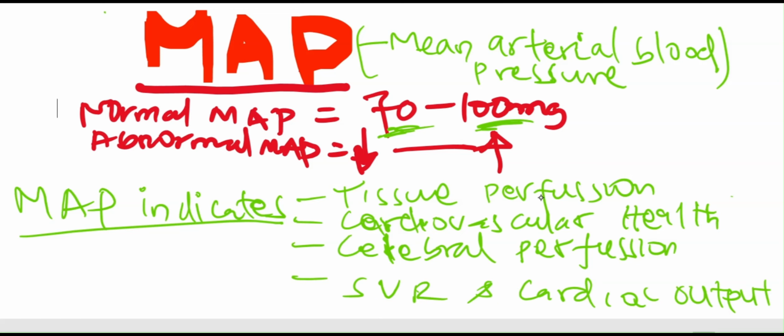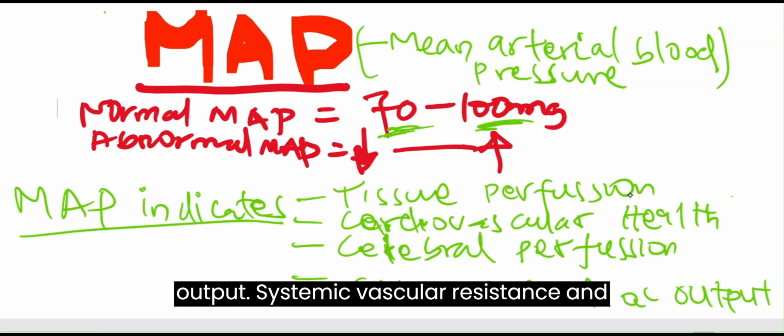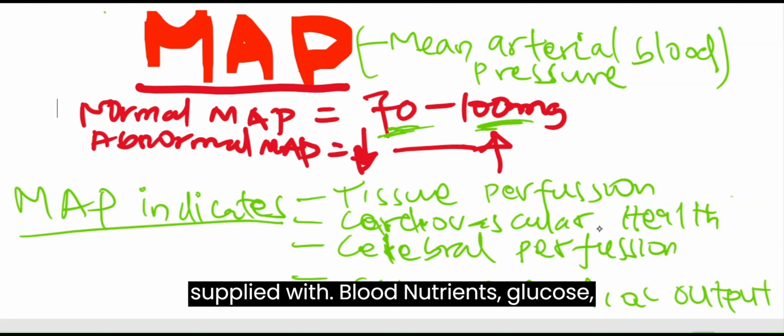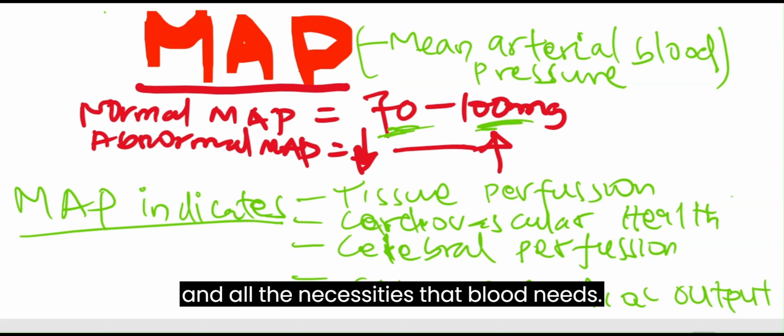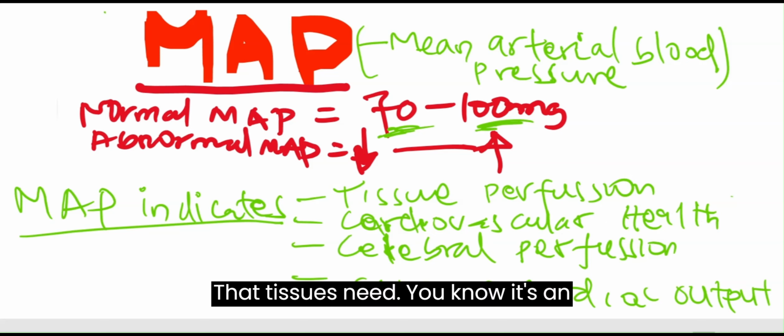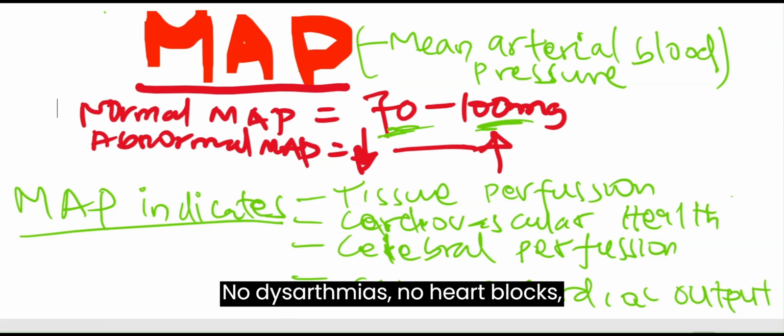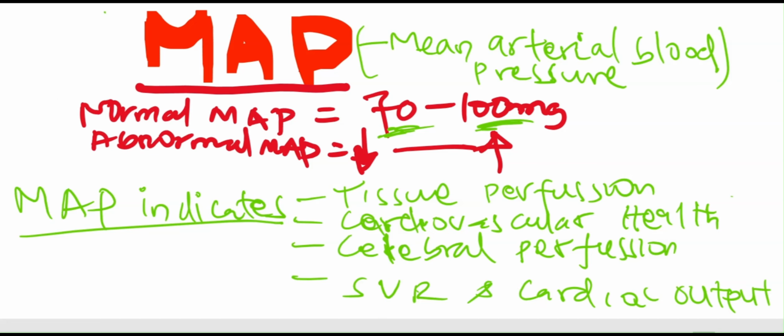When you have a normal MAP, that's an indicator that your tissues are well supplied with blood, nutrients, glucose, and all the necessities that tissues need. It's an indicator that you have good cardiovascular health. When your MAP is normal, that means your heart is normal. No dysrhythmias, no heart blocks. Cerebral perfusion, when you have a good MAP, possibly your brain is well perfused, well supplied with blood and nutrients. Systemic vascular resistance and cardiac output. When you have a normal MAP, that means stroke volume and heart rate are normal.